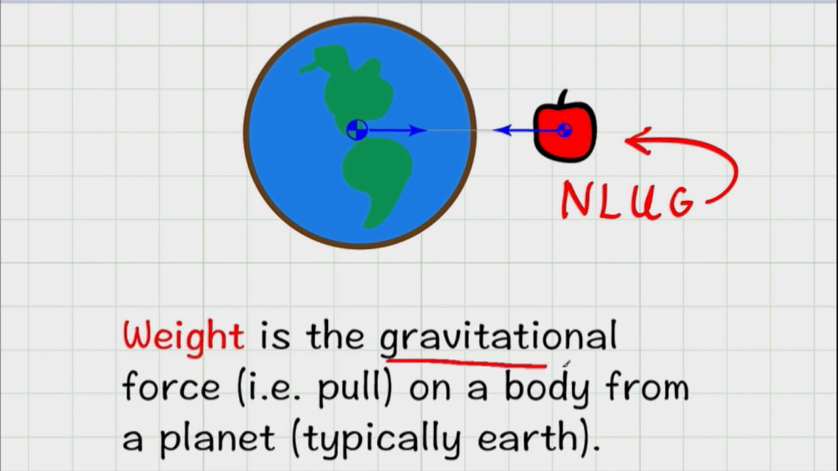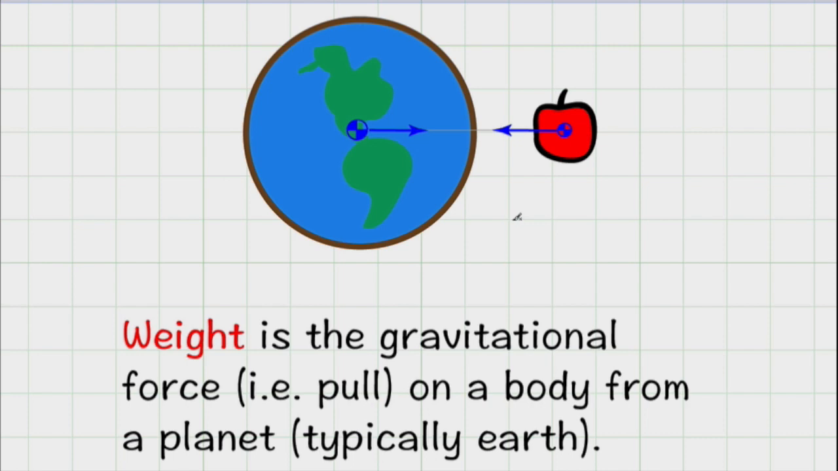Weight is the gravitational force, and all forces are either push or pull, so you can think of a pull on any body. So this can be an apple, but it can also be a jet airplane. It can be a building, a tank of water, a raindrop. It can be any body. And the pull is from a planet. So we can talk about the weight on the moon. But most of the time when we're talking about weight, we're talking about the pull on a body from the Earth.